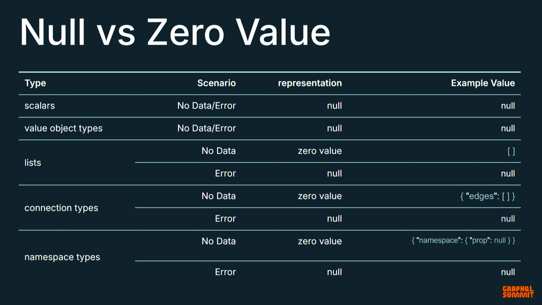to say, okay, scalars and value object types make sense to return null. It's kind of confusing for consumers when you return zero for an integer or an empty string. So yes, null makes sense there. But for aggregate types like lists and connection types, if you're following the Relay cursor connection specification, and namespace types, zero values are pretty handy and easy to work with for consumers. So we created this decision matrix.